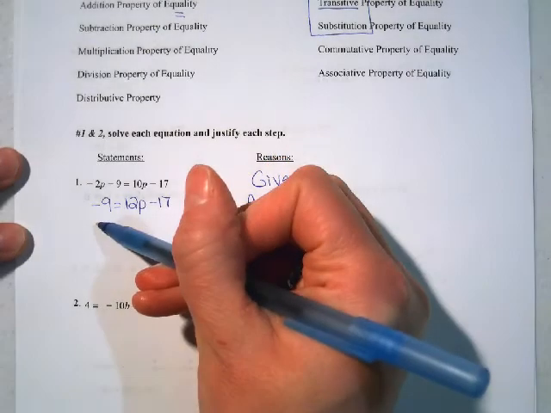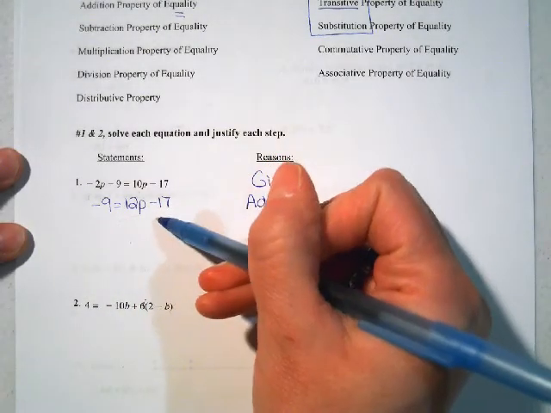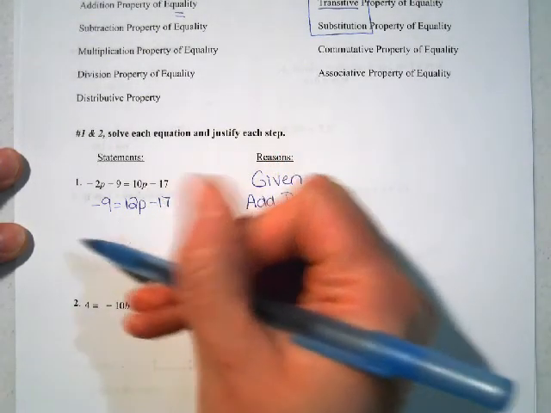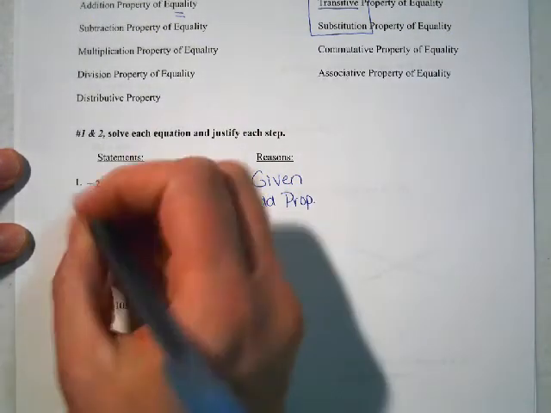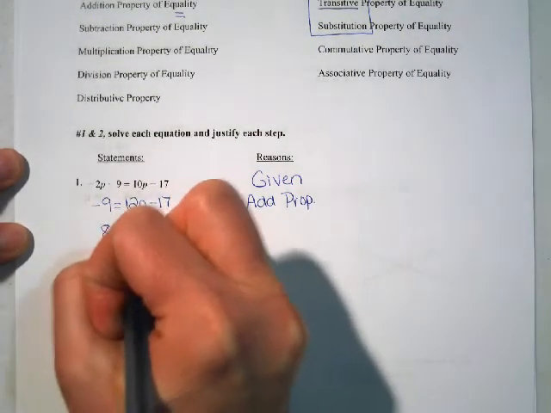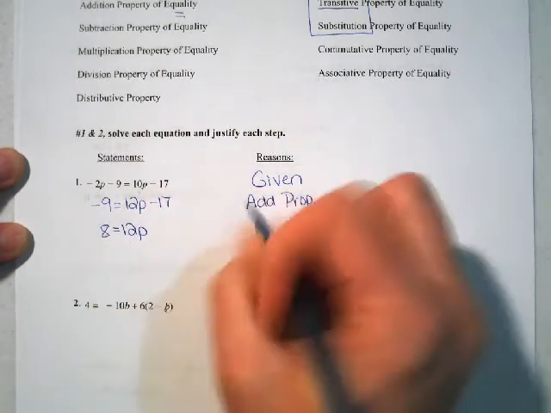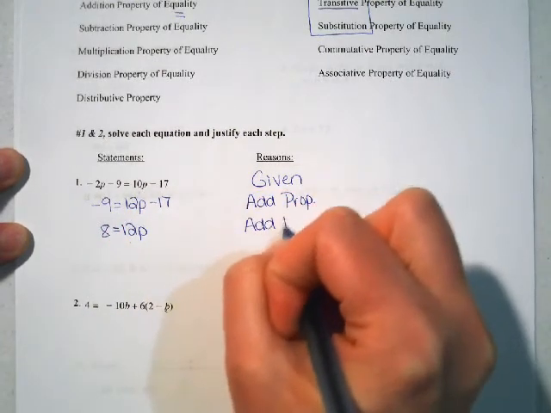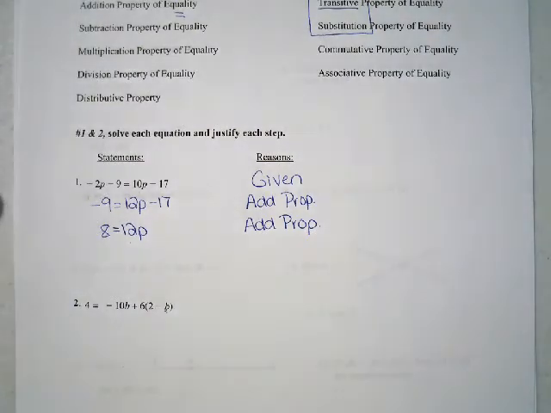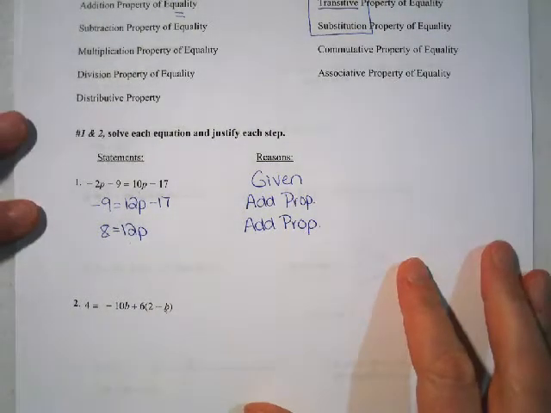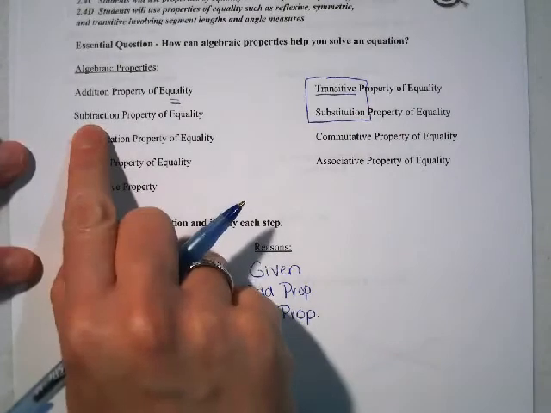Now, we're going to add the 17 over to the other side. Again, I'm not going to write down plus 17. I'm just going to do it in my head. So negative 9 plus 17 would be 8. And once again, I just use the addition property. And if you notice, I am abbreviating a little bit. I don't mind if you abbreviate at all.